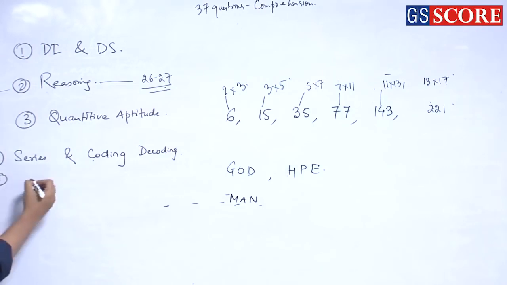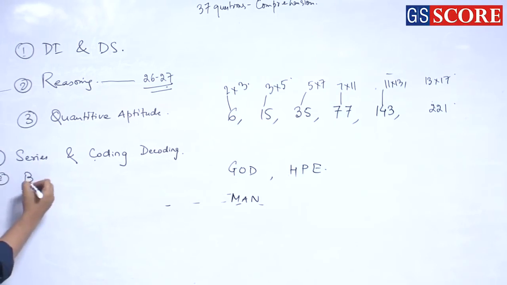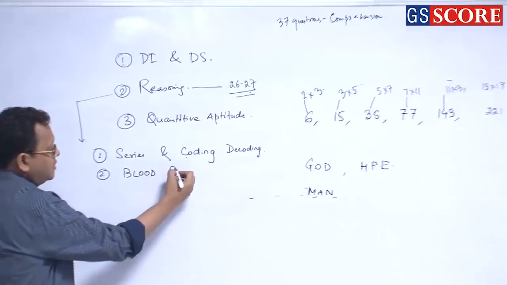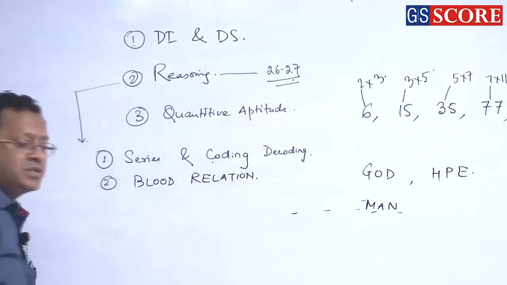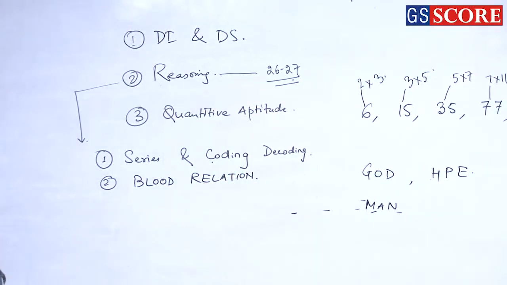The second kind will be on blood relation. There can be two kinds of questions on blood relation. Either this will be a straight question pointing towards a photograph. A man says that his mother is the daughter of my mother. Then what is the relation between the man and the photograph? Then you have to follow certain logic.